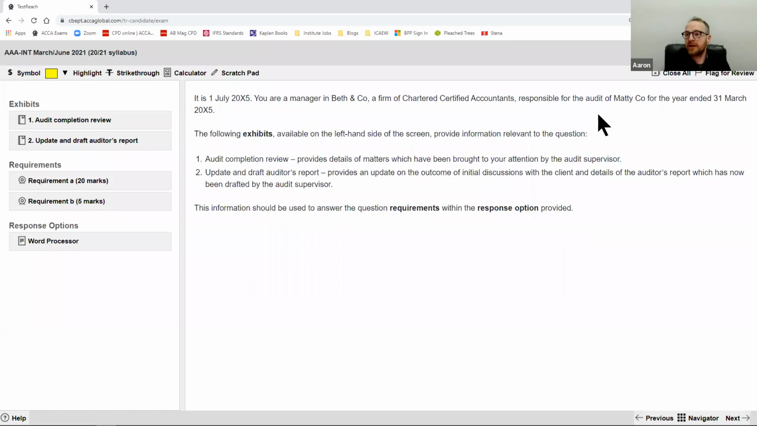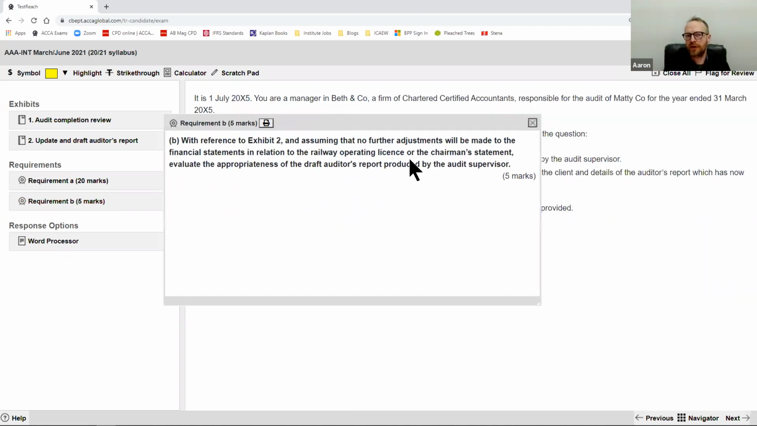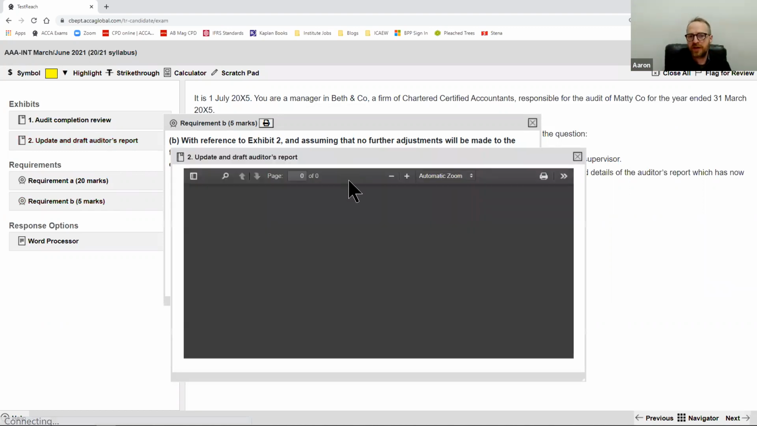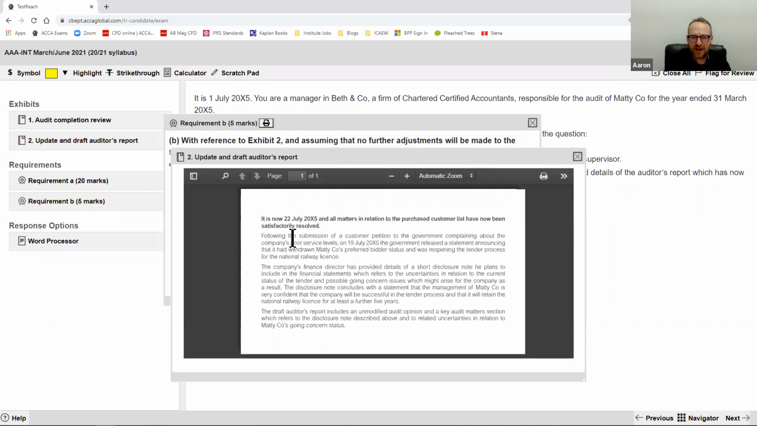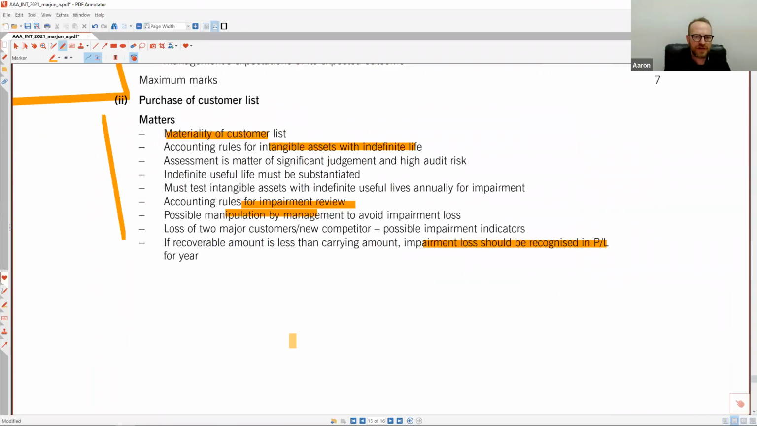Finally, then, the final thing you know that you're going to be asked about is the audit report. Okay, so requirement B here is, with reference to Exhibit 2, assuming no further adjustments, evaluate the appropriateness of the audit report. Again, this is a really common question. They give you the audit report, and essentially you're saying, well, do I agree with it? Is it all set out properly? Does it use appropriate language? Does it agree with what I think? If you do past paper questions, you'll see repeated examples of this. And again, it's the standard things that come up. So let's see what they were looking for on this one.